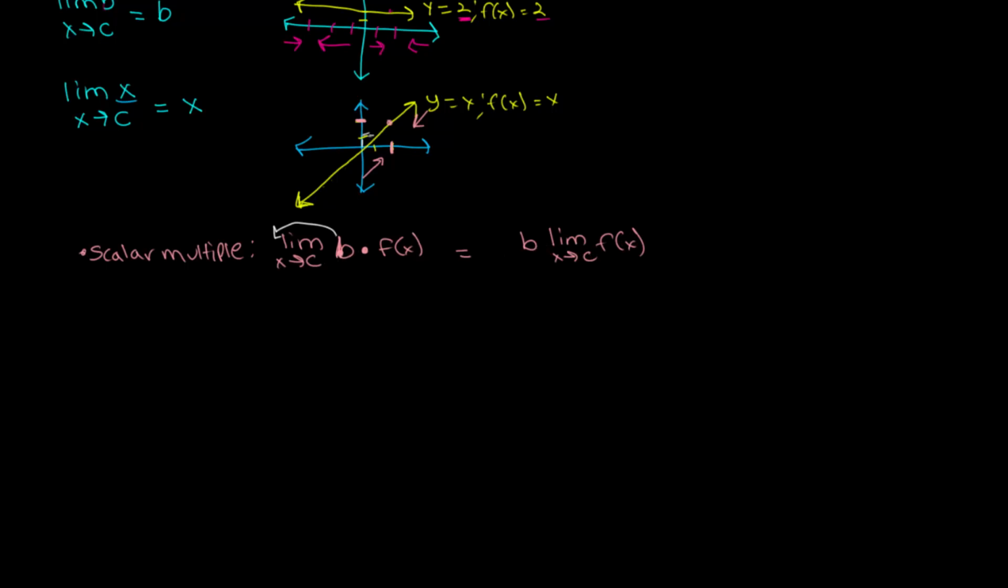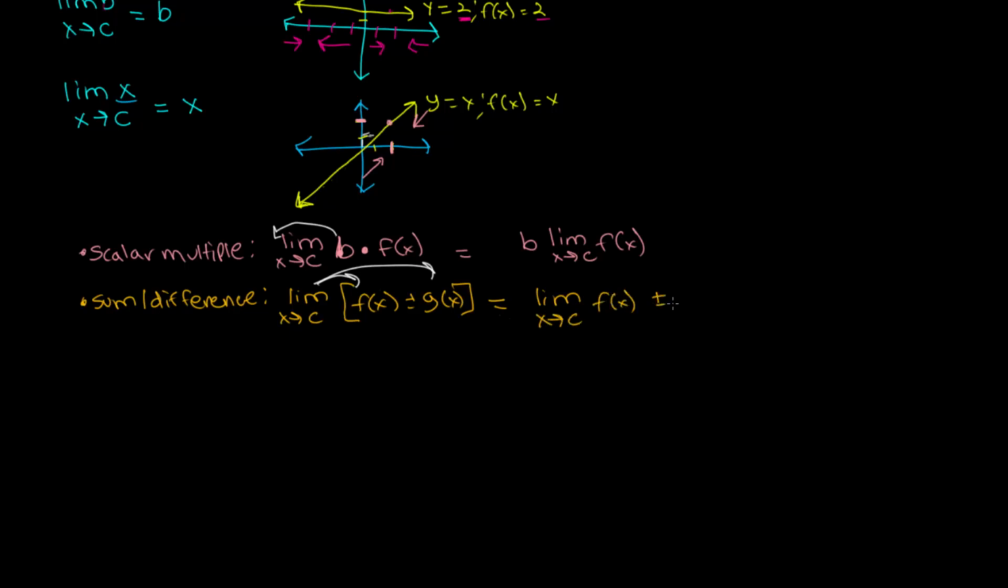The next property we're going to look at is the sum and difference property. What this tells us is that if we have the limit of something that is added together, so f of x plus or minus g of x, we can think of it like distributing this limit over, and what you essentially get is two different limit chunks. So we have the limit of f of x plus or minus the limit of g of x.